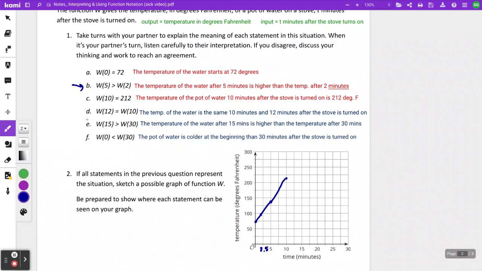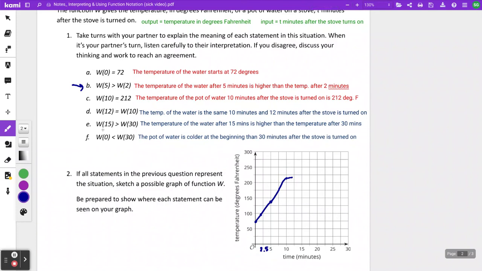Coming down to statement D, I'm just going through them in order of time, right? So next comes 12 minutes. We said the temperature at 10 minutes and 12 minutes is going to be the same. Well, at 10 minutes, the temperature was 212. So that means at 12 minutes, the temperature should be about the same. So that means my line is going to start going flat. I'm trying to make it flat because that temperature is remaining constant.